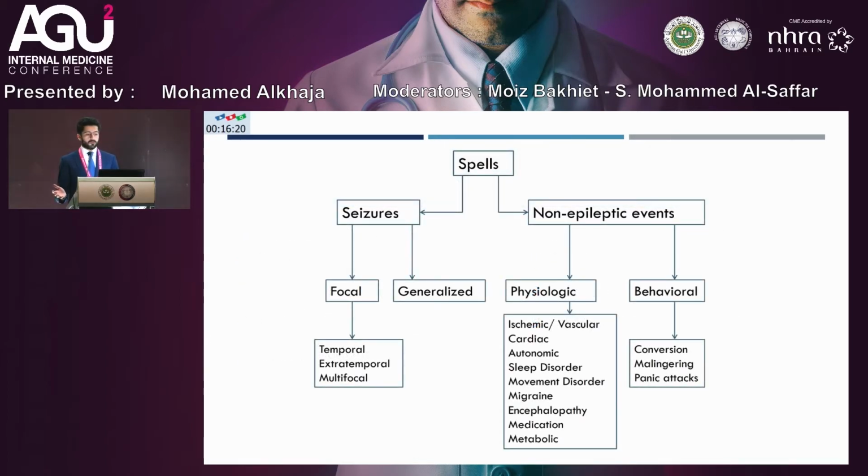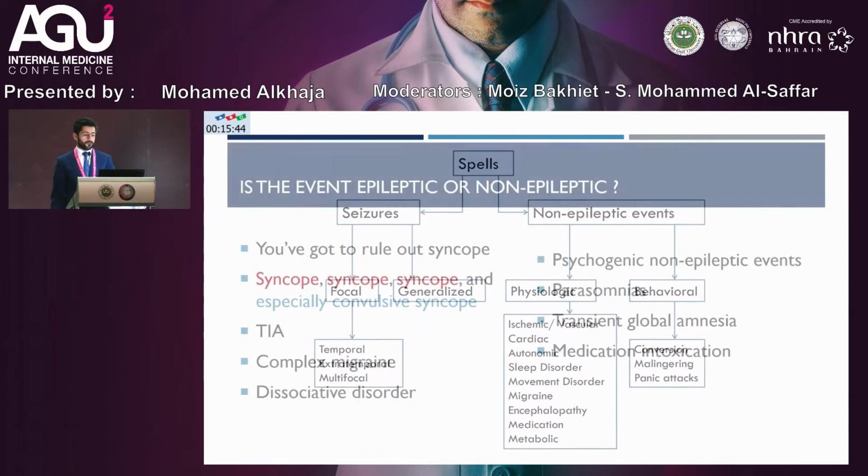You're encountered with a spell. As we said, you ask yourself, is this epileptic or non-epileptic? If it's epileptic, you go and say, is it focal or generalized? If it's non-epileptic, is it physiological or behavioral? So if it's behavioral, think about psychogenic non-epileptic events or panic attacks. If it's physiologic, you might think about having a CVA or syncope, which is the commonest thing you're going to encounter in clinical practice, or one of the migraine variants. Going back to seizures, you classify focal or generalized, and then you go ahead.